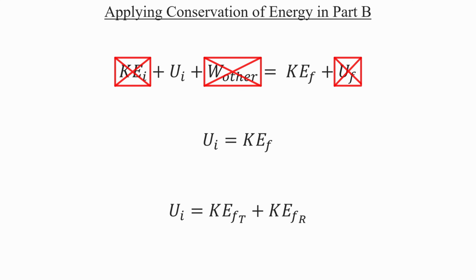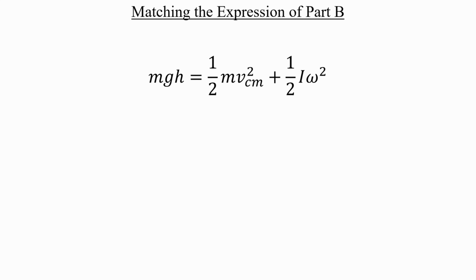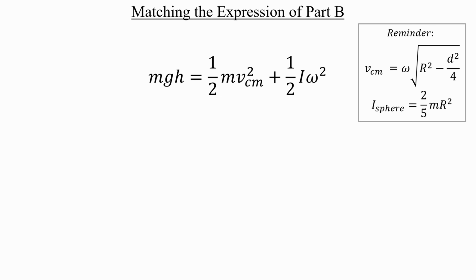Now that everything is ready, our goal is to isolate that center of mass velocity. But the expression that we want doesn't have m or I or omega in it. What we can do is use our result from part A, and I've included the moment of inertia expression for a sphere as well. When we switch things out for what's listed in that reminder, our equation looks like this.